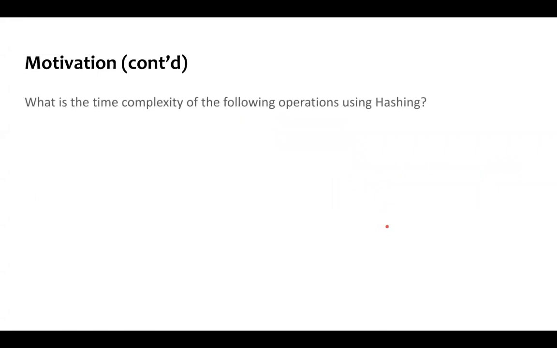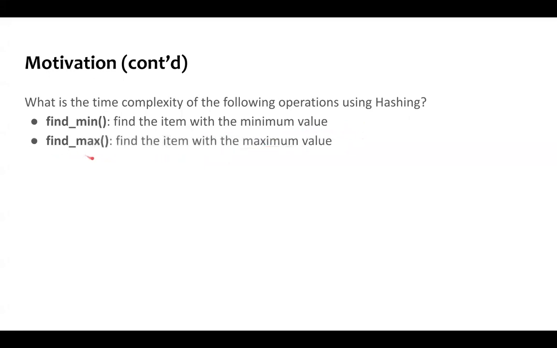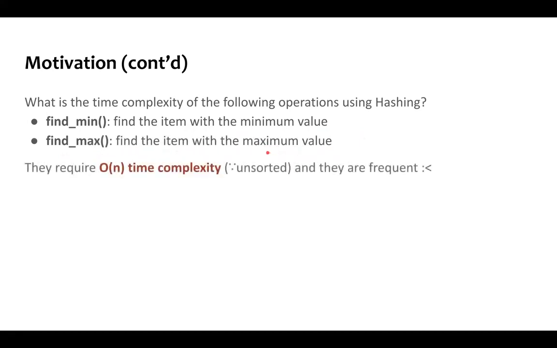So what is the time complexity of the following operations using hashing? Find min, which finds the item with the minimum value among all the items stored in our dictionary, and find max, which finds the item with the maximum value. These two operations require O(n) time complexity because the items we have stored are not sorted. We saw this in the sorting class.